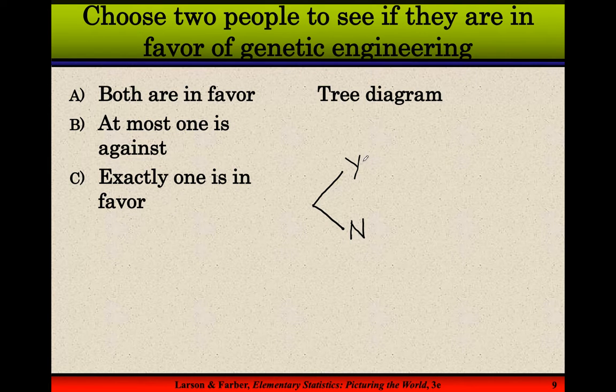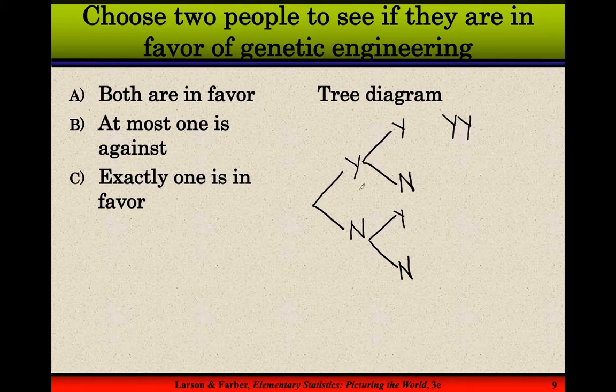Now, what if they said yes? Then let's ask the second person what they think. They might say yes, they might say no. However, what if this first person said no to start with? Then the second person might say yes, or the second person might say no. So I have the outcomes over here.